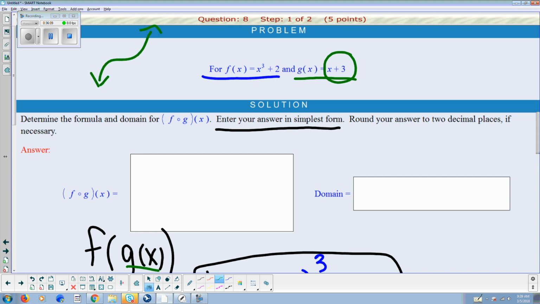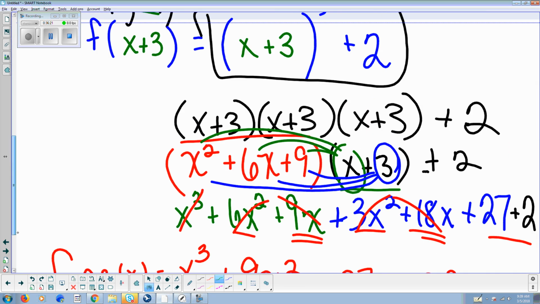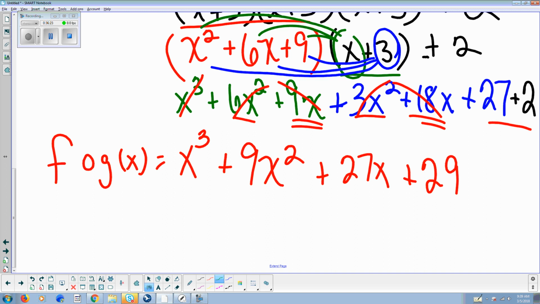All real numbers. Okay. What's the domain of a line? All real numbers. So when I put one inside the other and I look at the final answer, do I have any red flags here?